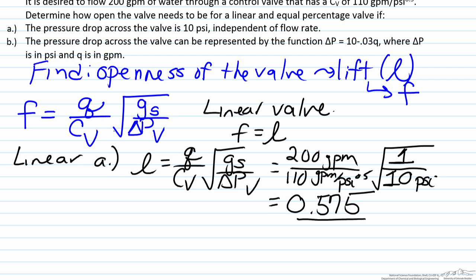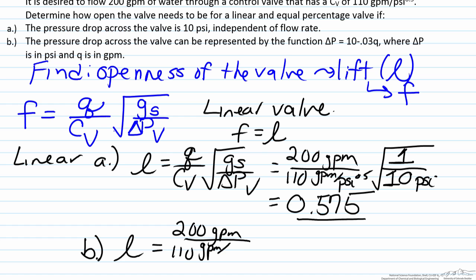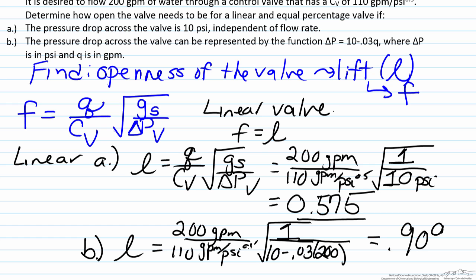0.575. We can do this exact same equation for part B, but the only difference here is that the pressure drop has changed. So instead of it being 10 psi, it is now 10 minus 0.03 times 200. We end up with 0.909. So therefore, in our case here, the valve has to be much more open for this, mainly because of the fact that there's less of a driving force present because of the reduced pressure drop, which if we were to do the actual calculation would represent that our delta P is now 4 psi.